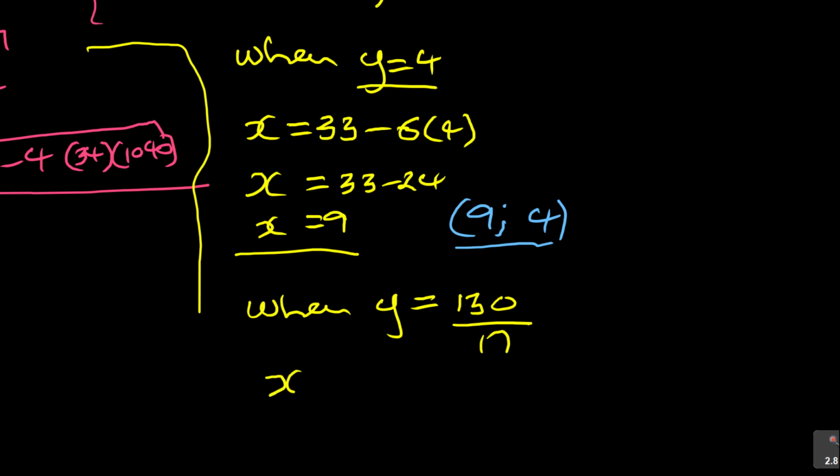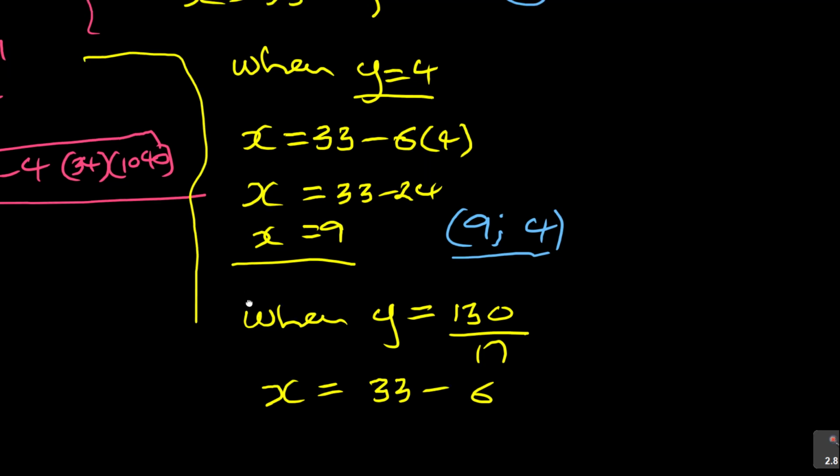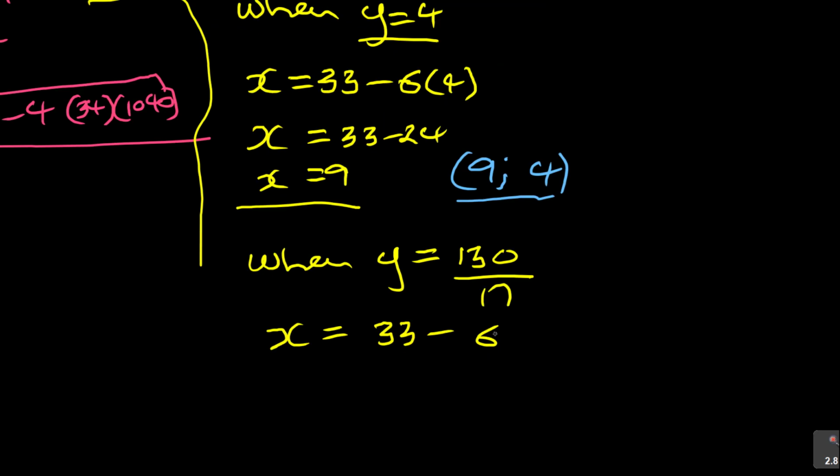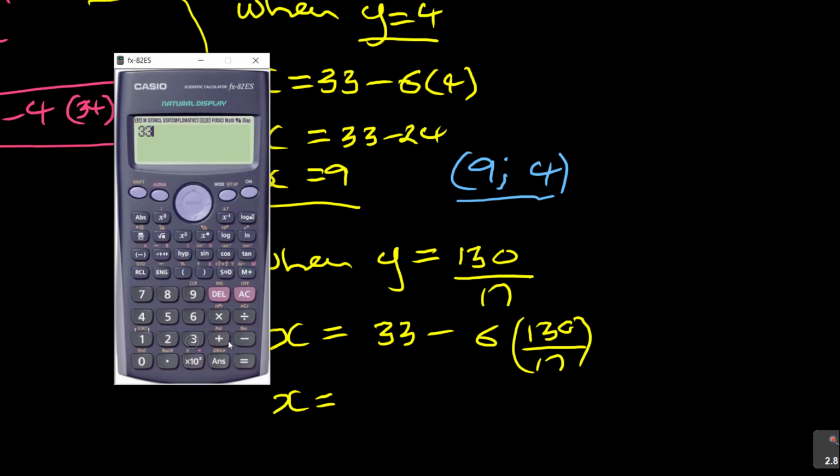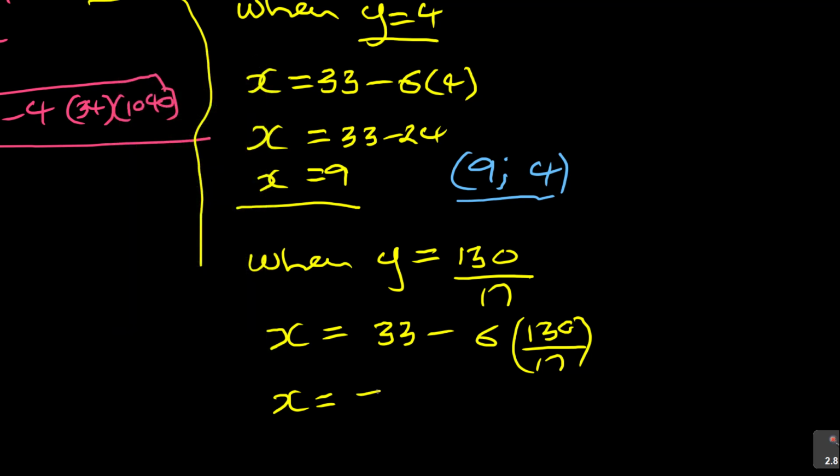So x again is equal to 33 minus 6, because remember it's minus 6y. So 6, and then my y is 130 over 17. So you give me the value of x. Let's do that and see what it gives us. 33 minus 6 bracket 130 over 17 bracket. Then you get the other answer. Minus 219 over 17.